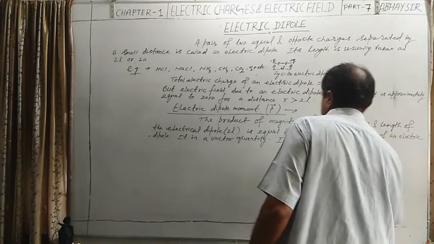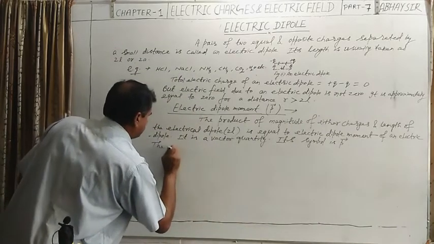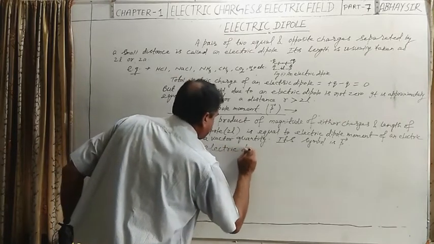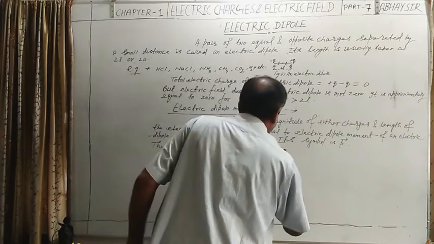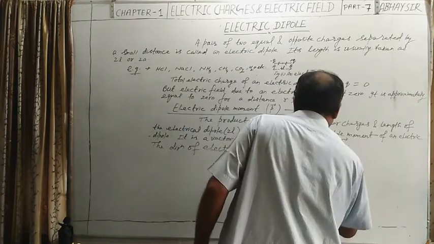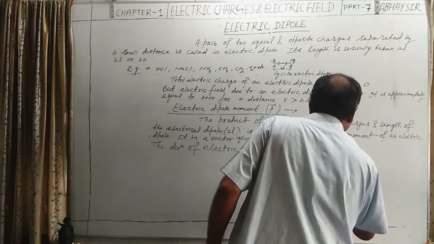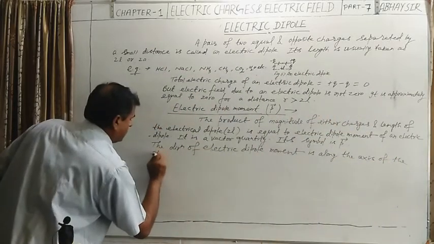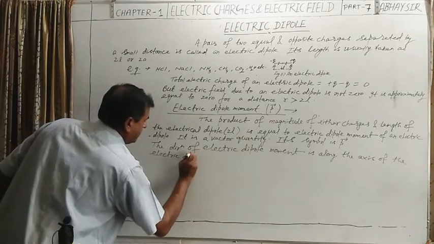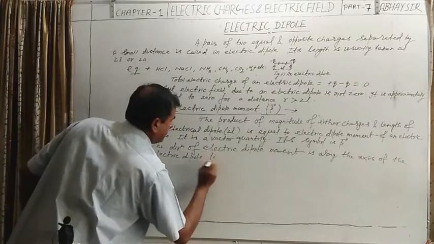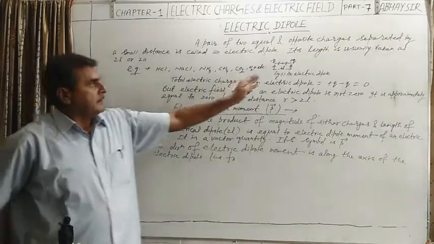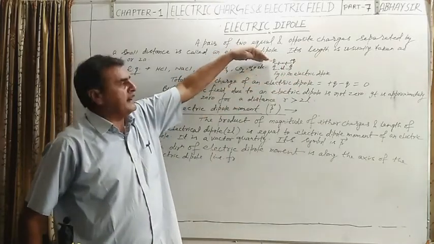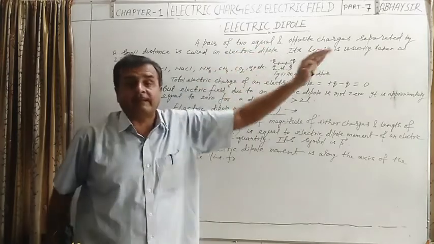P vector. The direction of electric dipole moment is along the axis of the electric dipole, that is from minus q charge to plus q charge, along the line joining the two charges from negative charge to positive charge. It is taken as the axis of an electric dipole.